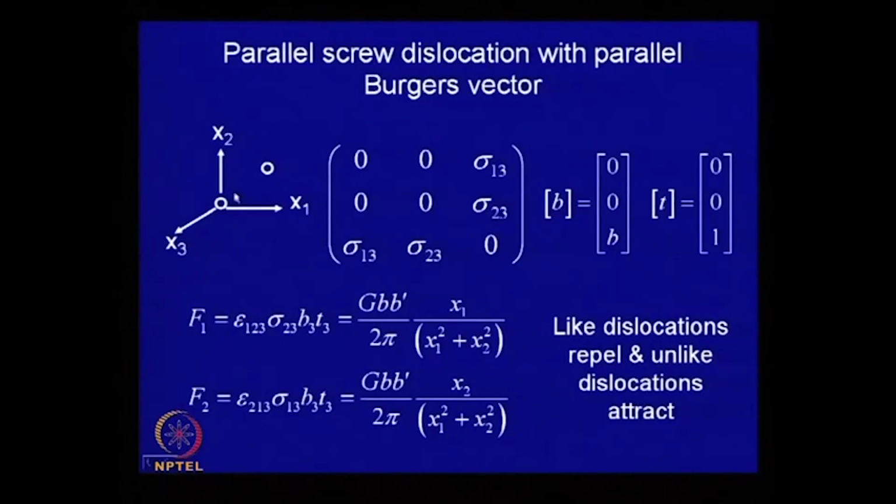We know the stress field of this dislocation. These stress components are 0, only these are non-zero, and since the stress tensor is symmetric, this is equal to that. The Burgers vector is also lying along the direction x 3. Let us say the Burgers vector is 0 0 b, along the x 3 direction, and the dislocation direction is also parallel to x 3, so this is 0 0 1. Therefore, you substitute back into this expression, then you get B 3 T 3, only these two are non-zero. So obviously, there are not many choices.